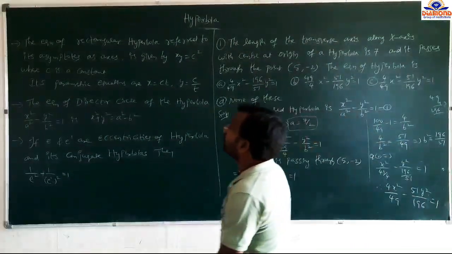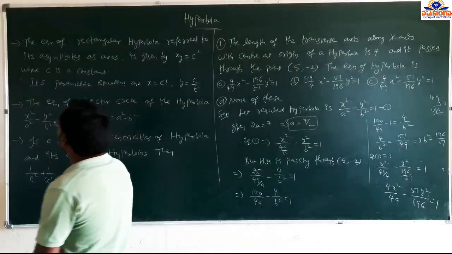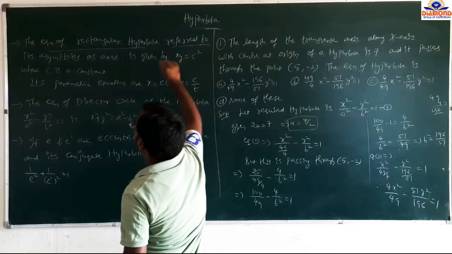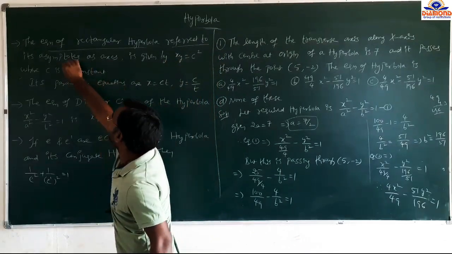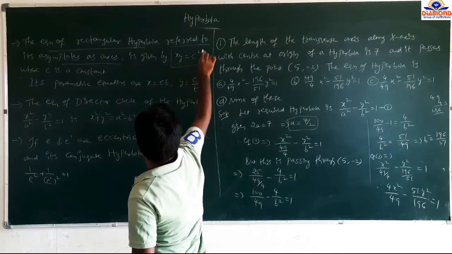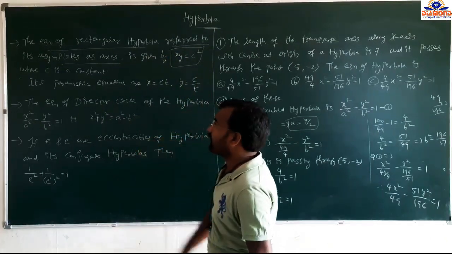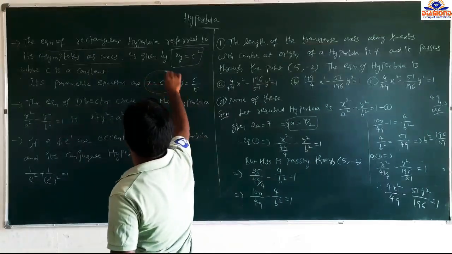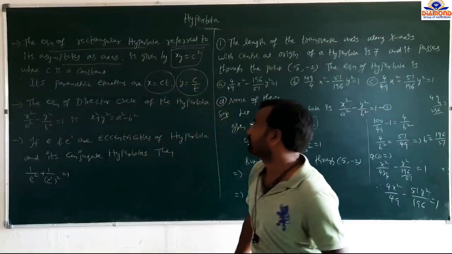Next condition. The equation of the rectangular hyperbola referred to its asymptotes as axis is given by xy equal to c square, where c is a constant. Its parametric equations are x equal to ct and y equal to c by t.